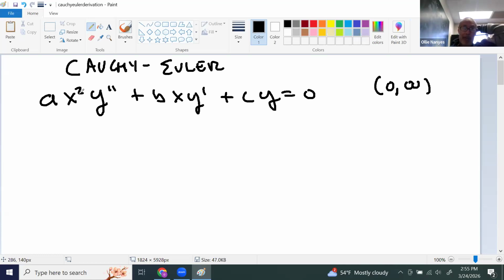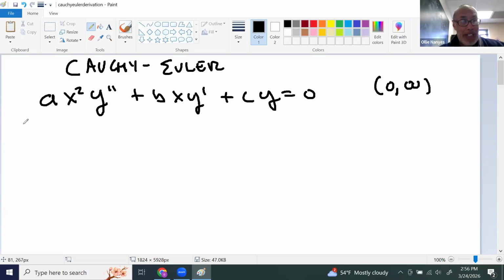Basically, you want to be able to divide all the terms by this x squared. And there's a theory of differential equations that talks about what kind of singularity this is. We're not going to worry about this right now. We're just going to make this our interval of existence, and we can use our existence and uniqueness theorems here, where a, b, and c are constants.